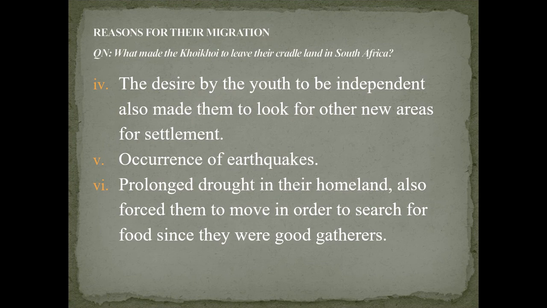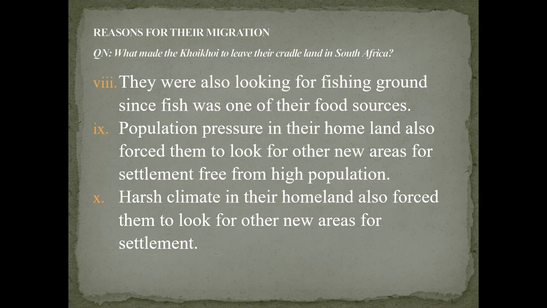Then there was the desire among the youth to be independent, so they ended up moving to South Africa. The occurrence of earthquakes in their cradleland made them move to look for areas that were free from such. The prolonged drought was another reason. It could not support their activities like cattle keeping, because the Khoikhoi were purely herders. Their cradleland lacked pasture and water because of drought, so they ended up moving. Then they were looking for fishing grounds in South Africa.